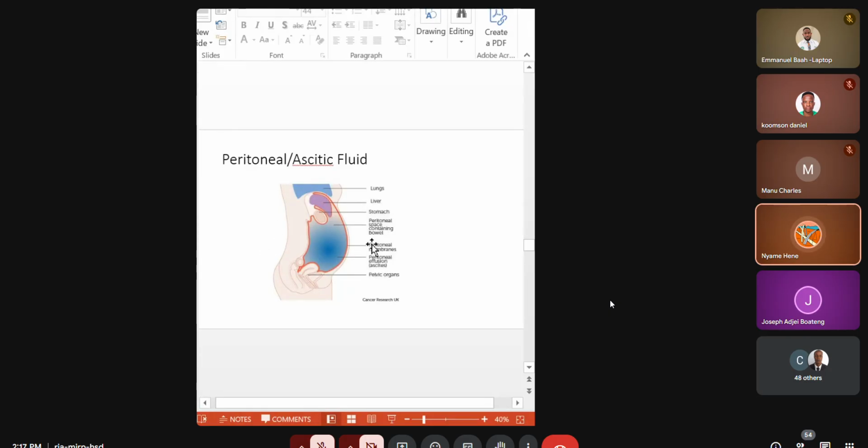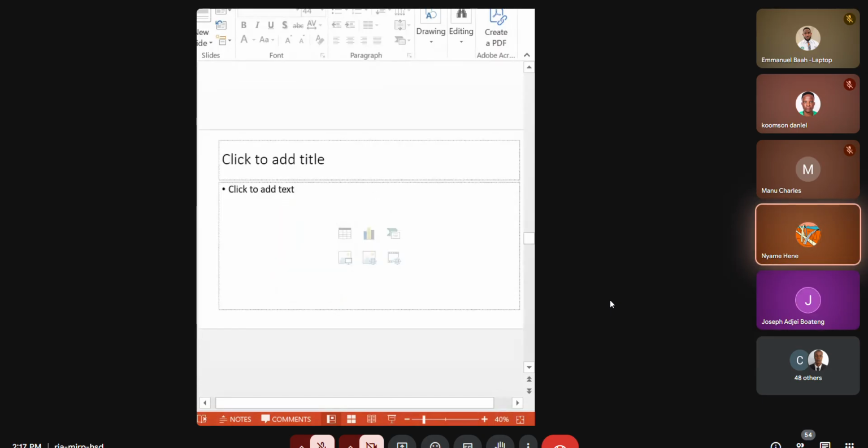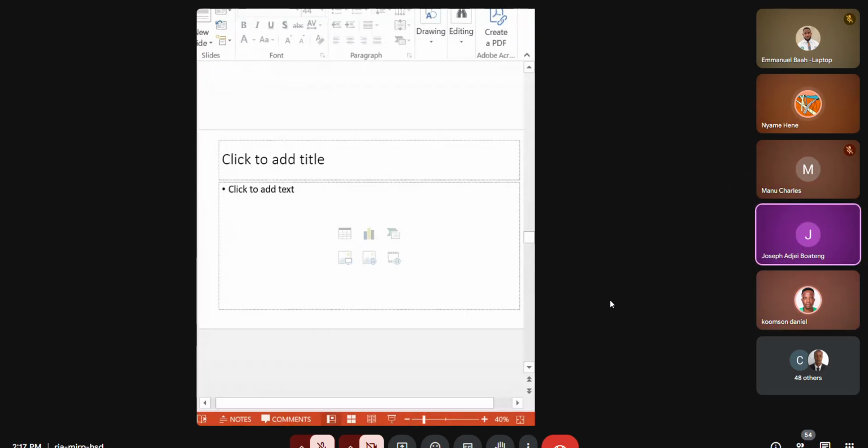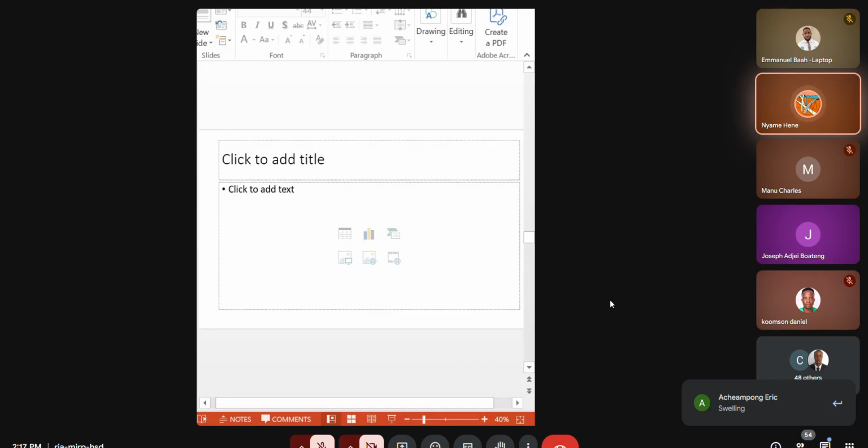Now, we'll ask ourselves, how does this fluid form? It can be that there is an imbalance. You realize that when we talk about edema, do you know edema? Edema of the feet. Do you know how edemas are formed? How does edema form?